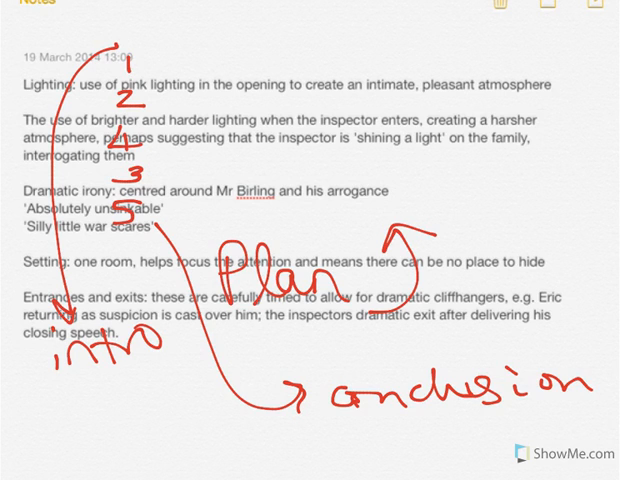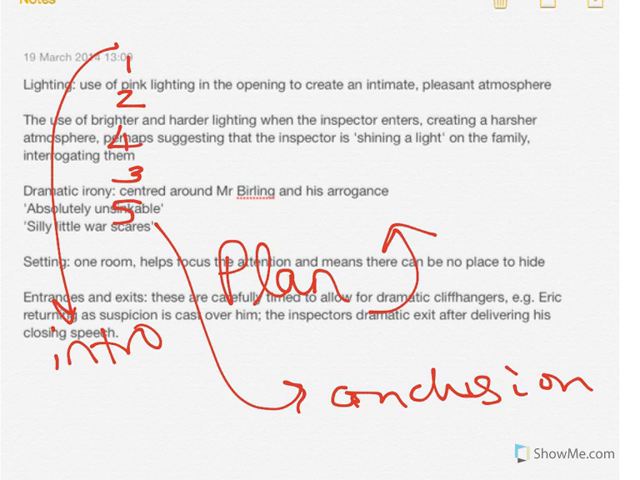So this is the paragraph plan. You can see that I've numbered them according to which one I would talk about first. So I would start off by talking about the lighting and how it's pink in the opening, which creates an intimate, pleasant atmosphere. I'd move on to talk about the change in the lighting, how it's brighter and harder when the inspector enters and the connotations of that. Following that, I'd talk about the setting and how it's in one room, which helps focus attention.